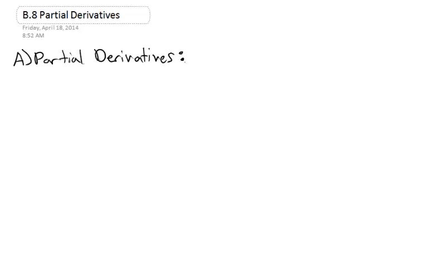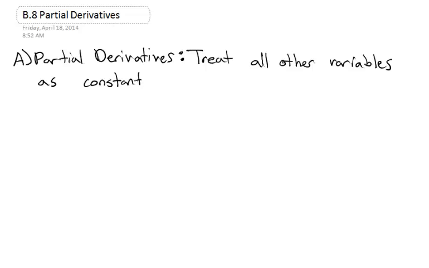And when we're calculating a partial derivative, basically what we're going to do is treat all other variables as constants. So we'll use our derivative rules that involve constants. The derivative of a constant is 0, but if the constant is in front of a function, we just keep it in front of the function.